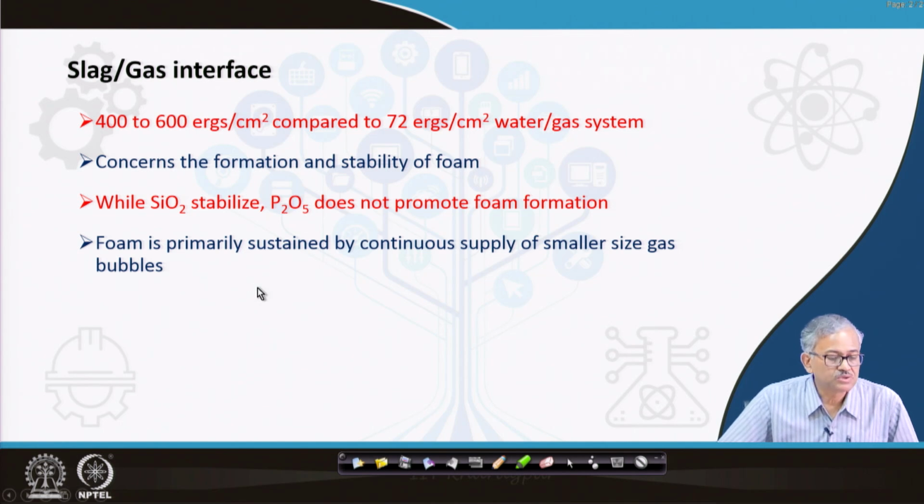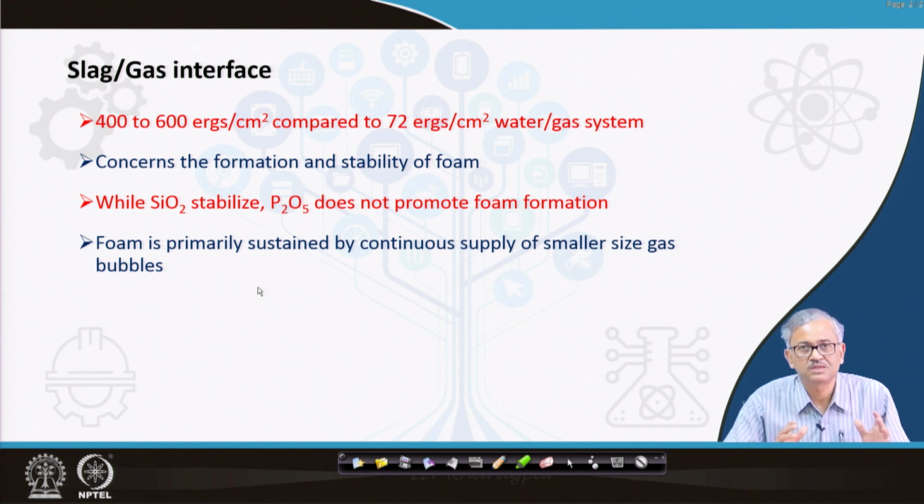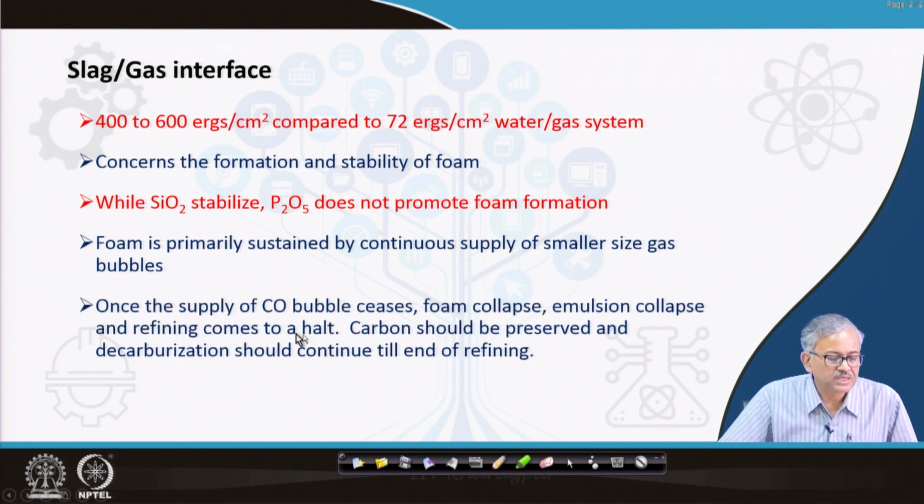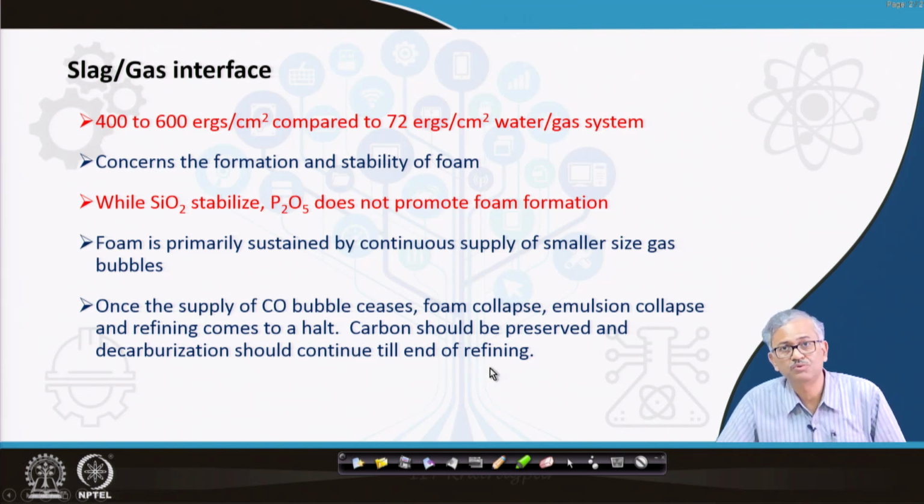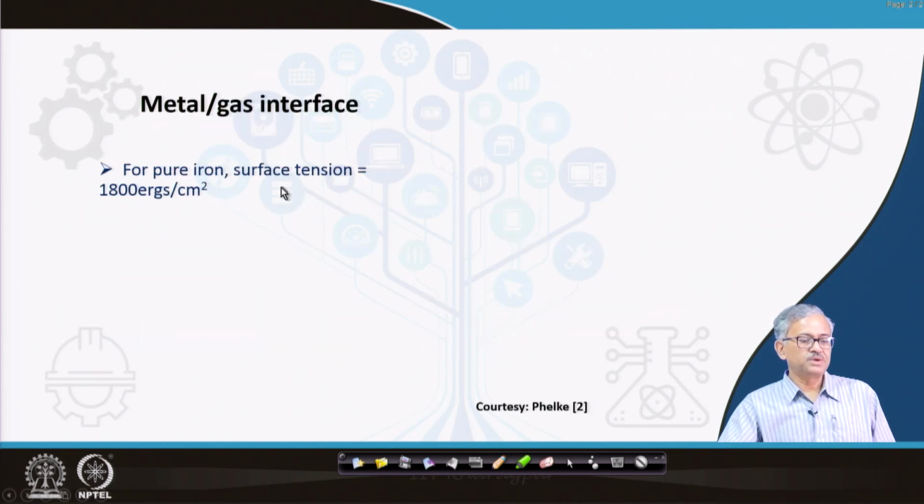This is the most important thing. So in case of the LD refining, carbon has to be preserved to the end of the process, such that decarburization continues to the end and it sustains the foam as well as the emulsion. Only once the supply of CO bubbles ceases, the foam collapses, the emulsion collapses, and refining comes to a halt. Carbon should be preserved and decarburization should continue till the end of refining. This is important.